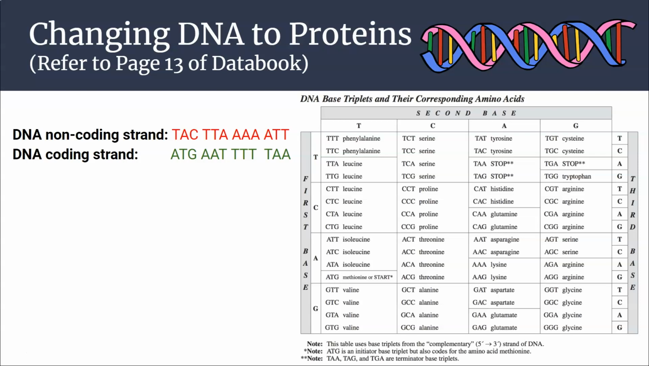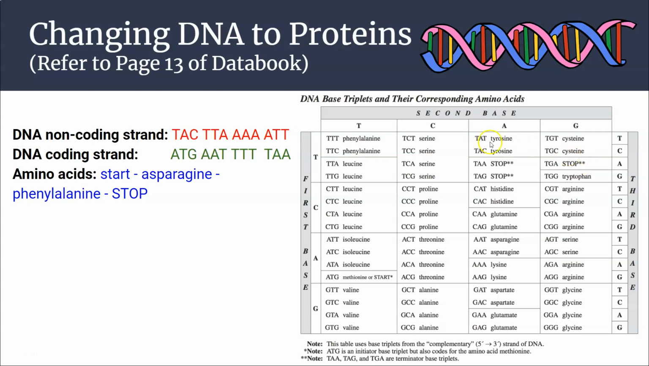So when we take this strand, we start with ATG, and we remind ourselves that ATG is our start codon. So we would write down start. Then we would go find AAT. AAT is asparagine, and we would do this all the way through. So you would end up with start, asparagine, phenylalanine, and stop. That's how you would write your amino acids.